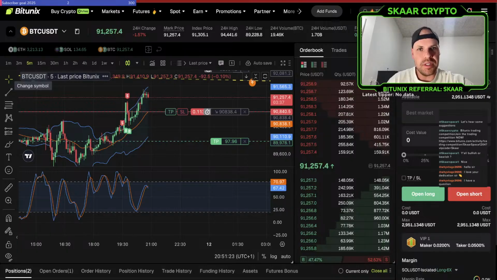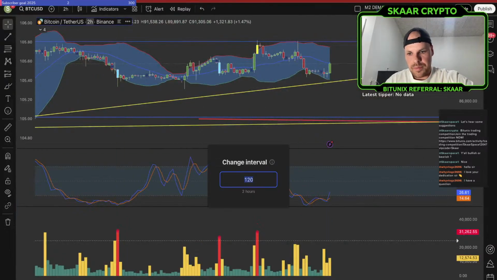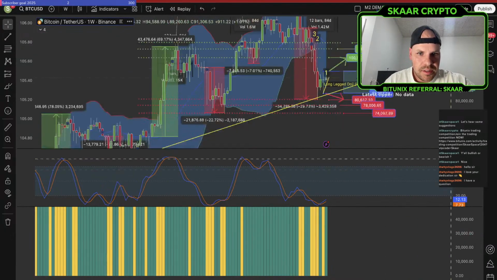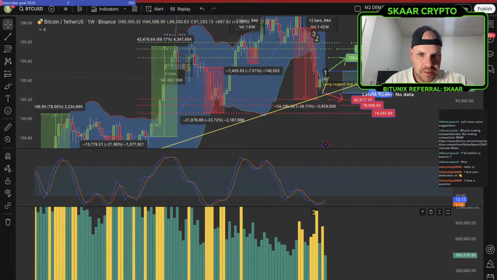For example, this week, let's just look at it. If we take this week here, holy shit! Of course, the volume is going to be much greater on a weekly basis. That's obvious.